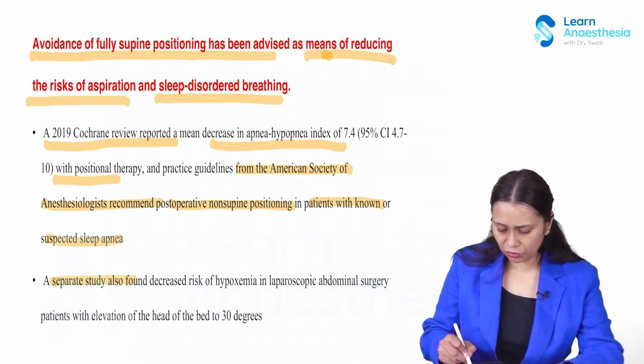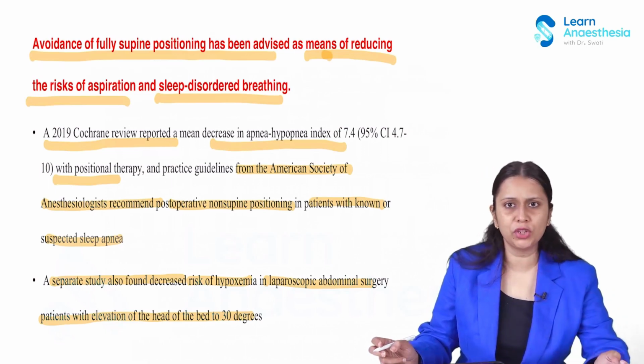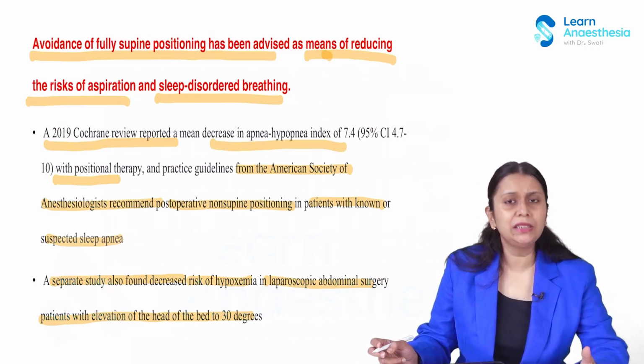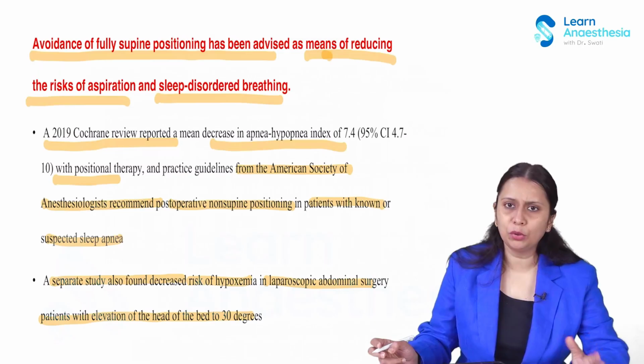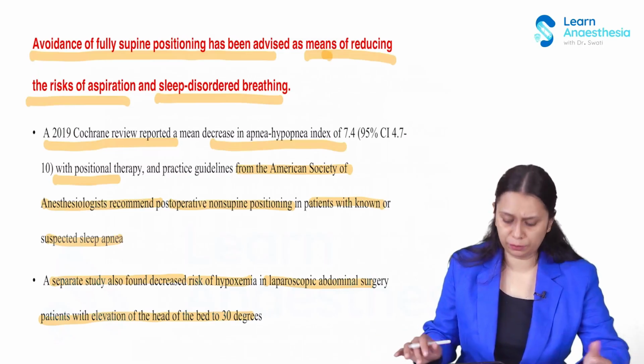A separate study also found a decreased risk of hypoxemia in laparoscopic abdominal surgery with elevation of the head of bed to 30 degrees. So elevation of the bed to 30 degrees and avoidance of supine position should be practiced. This decreases the risk of microaspiration, post-op pneumonia, and also improves the breathing profile of the patient.